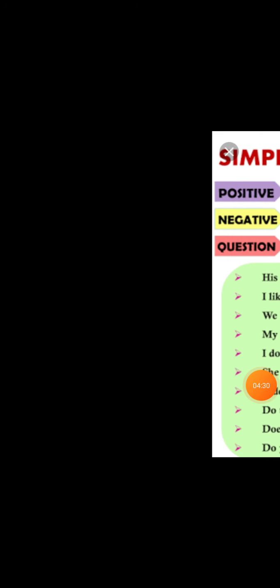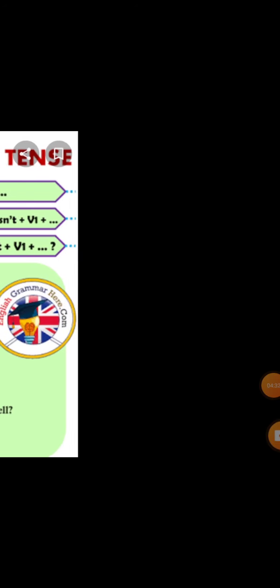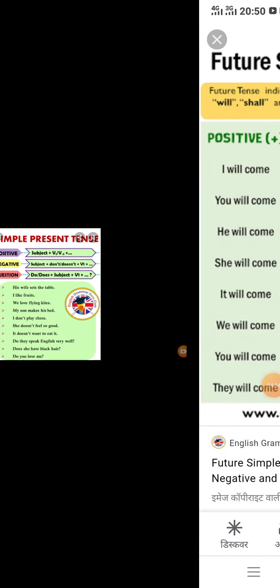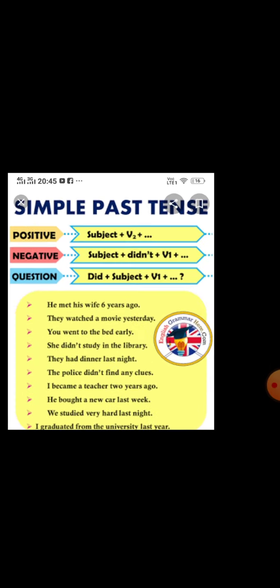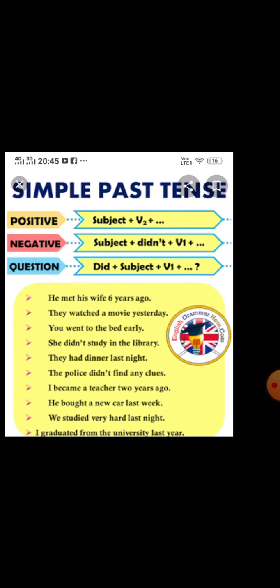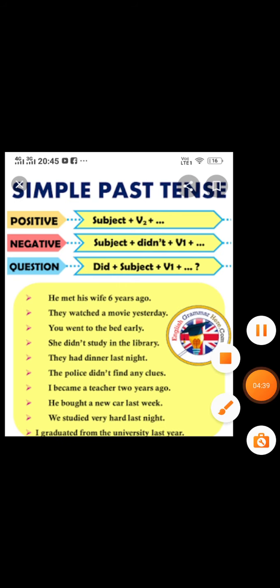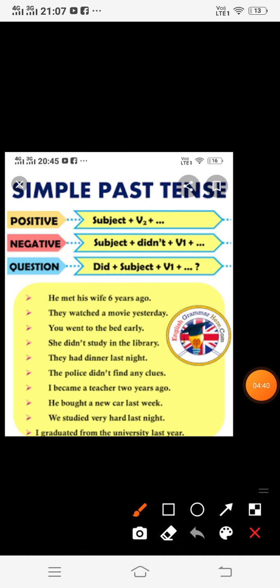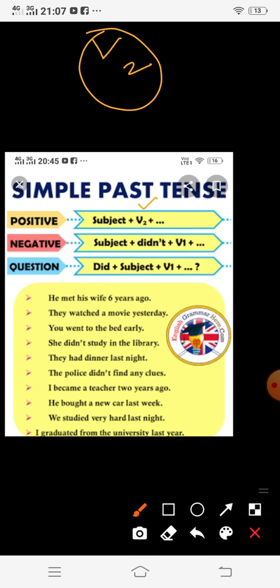Next we are going to do simple past tense. As you can see, three rules are again in front of you. Simple past, positive: we have subject plus second form of the verb. Children, remember, in the simple present tense we had the first form. So this is the basic difference.